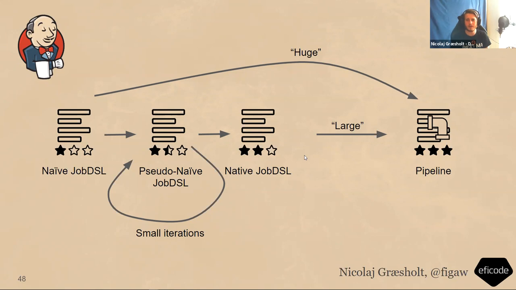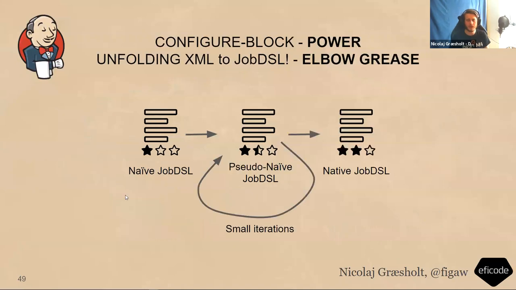On the topic of large versus huge, well, it depends. If you have a hello world job, then the difference in size probably isn't that big. Or if you have small jobs in Jenkins, then you can probably go directly to pipeline without doing the iterations. But I wanted to try doing the iterations. I had this idea in my mind that by the power of the configure block, I could unfold the XML and iteratively convert it to JobDSL, using that as my elbow grease.